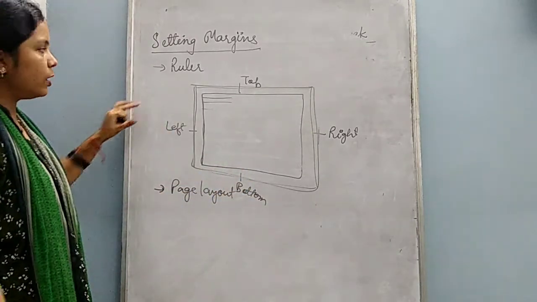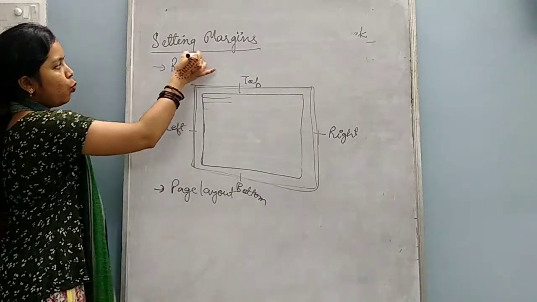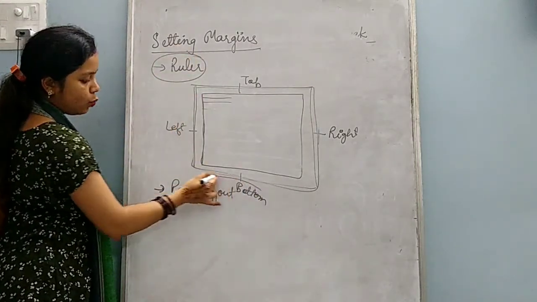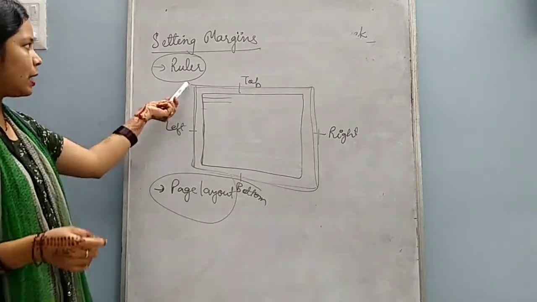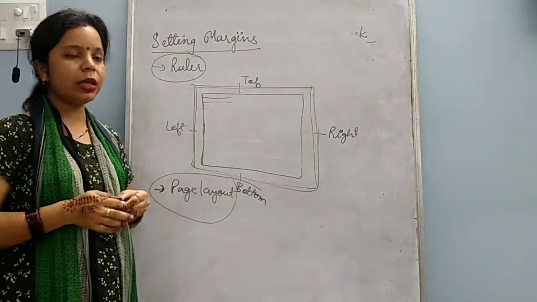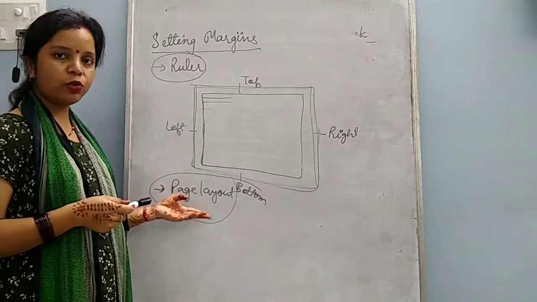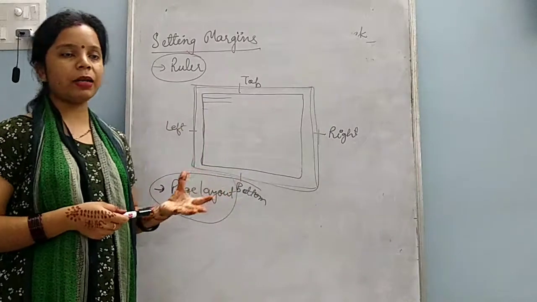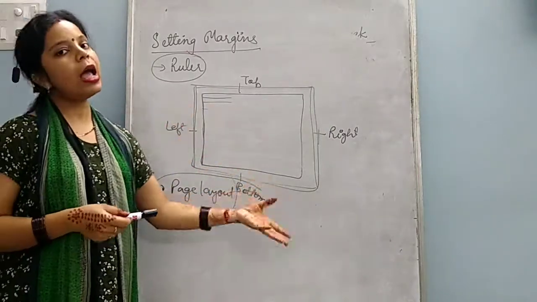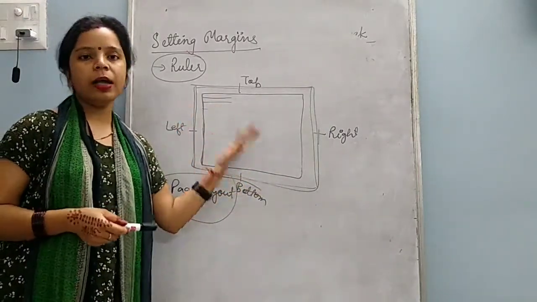So 2 methods are there for setting the margin of the page. One is the ruler option and one is the page layout option. The ruler option is done directly by dragging with the mouse, and from the page layout option you have to open Page Setup, and there you have to select the values for the margin for top, bottom, left, right, and you can set the margin of the page.